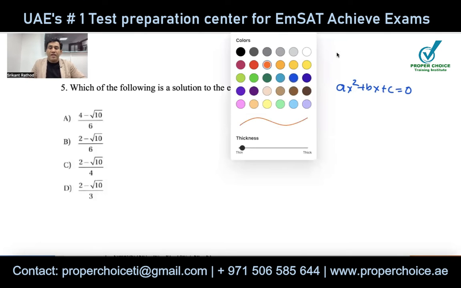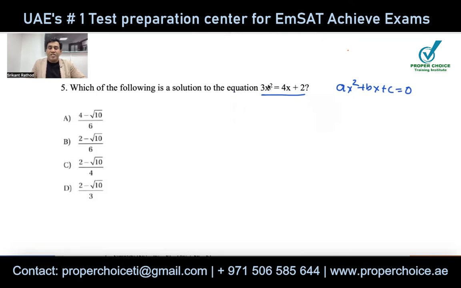We can make it into standard form either by taking this 3x square to the other side, and I know that whenever we take a number from left to right, the sign should be changed. There are two possibilities here. Either I can take this 3x square to the other side, or I can take this 4x and this 2 to the other side. Doesn't matter. That's fine. Generally we take everything to the left side, so let me start with this: 3x square minus 4x minus 2 equal to 0. This is the same as what we have written in the general form.